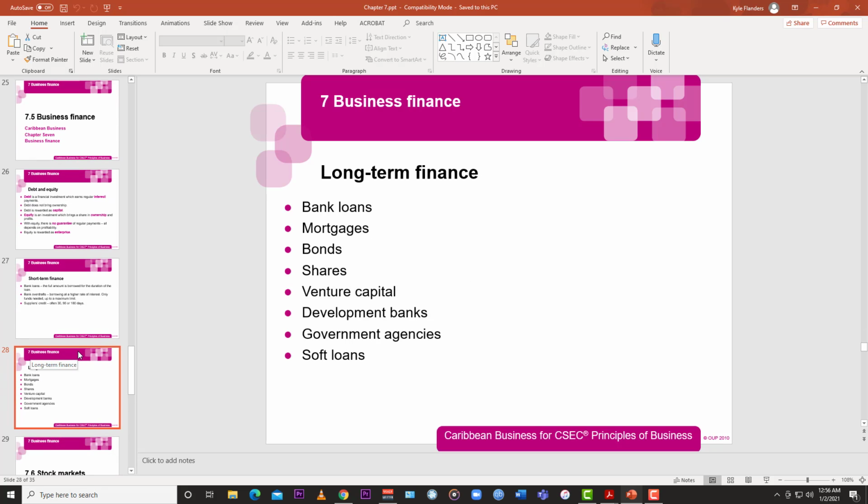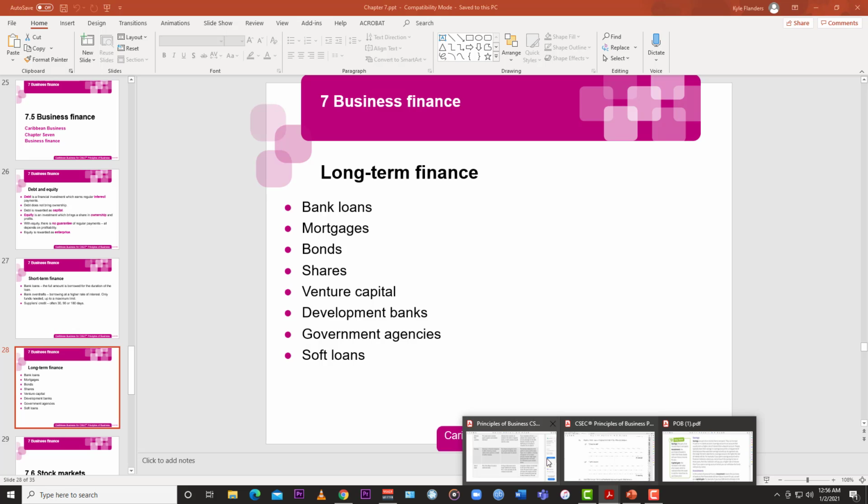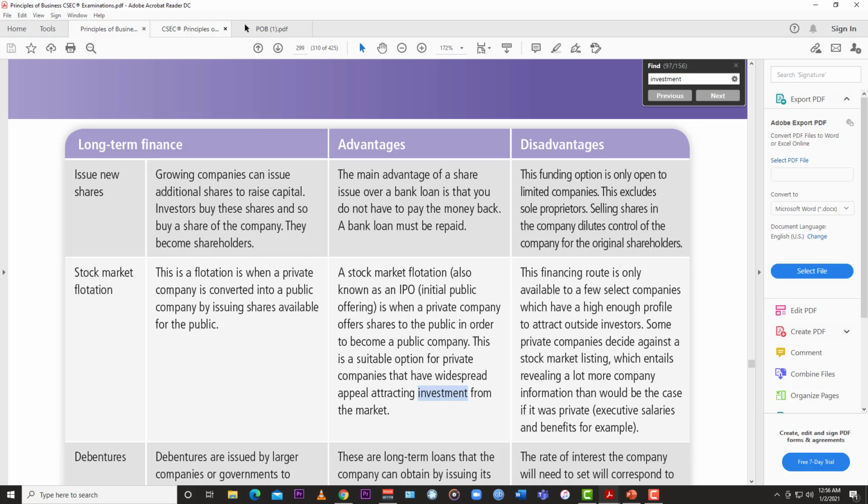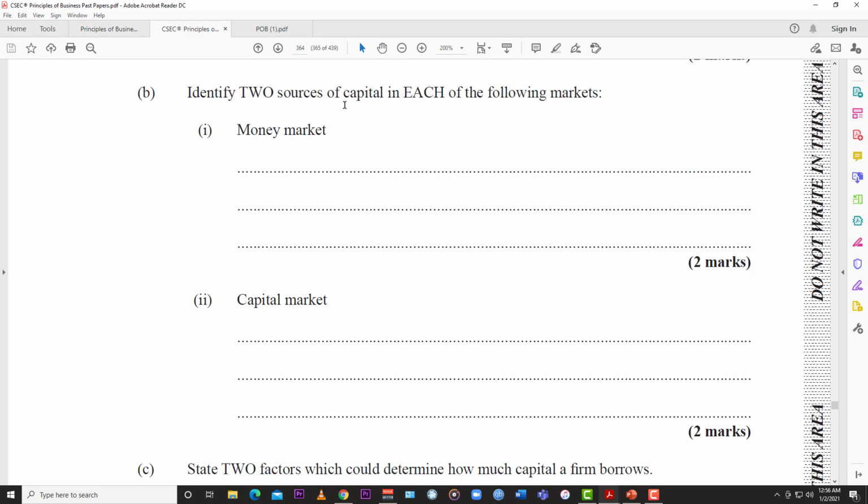Then you have the long-term or capital market source of finance. You have more long-term bank loans, over a year, 2-3 years. You have mortgages, bonds, shares, and venture capitalists, people investing in the company now for later rewards. You also have development banks, government agencies, and soft loans. So all those are examples of capital market financing.